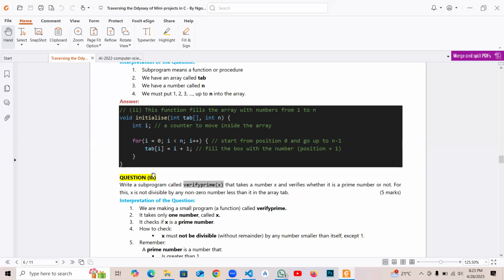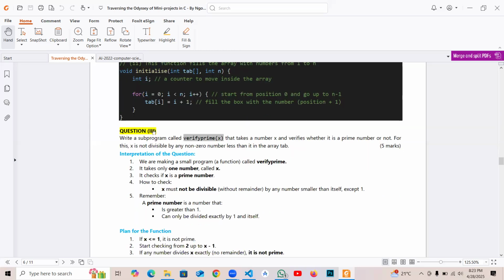And then the third question is we should write a subprogram called verify prime of x, that takes a number x and verifies whether it is a prime number or not. For this, x is not divisible by any non-zero number less than it in the array tab. So here, what are we doing? It means that we are going to verify whether the number which is next on the list is a prime number. And they say we should take that number as x.